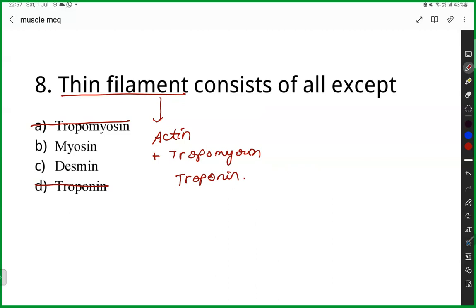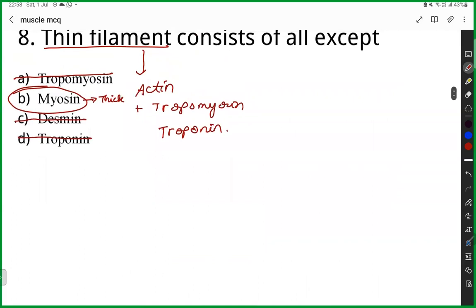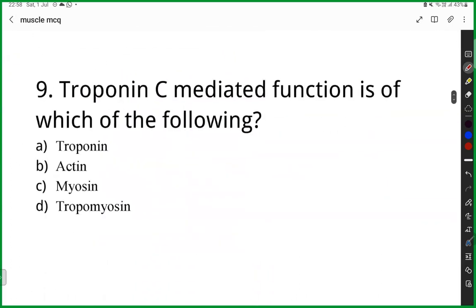Very easy. The myosin is your thick filament. It's not thin filament. Desmin, what is that? You know that desmin is an intermediate filament that is again sitting on your thin filament only. Therefore, your answer is going to be myosin, since myosin is a thick filament. Now, troponin C mediated function is which of the following? Now remember, you have troponin C, troponin I, troponin T.